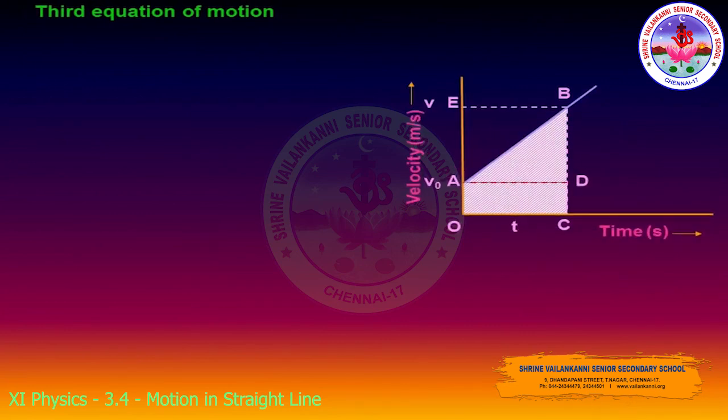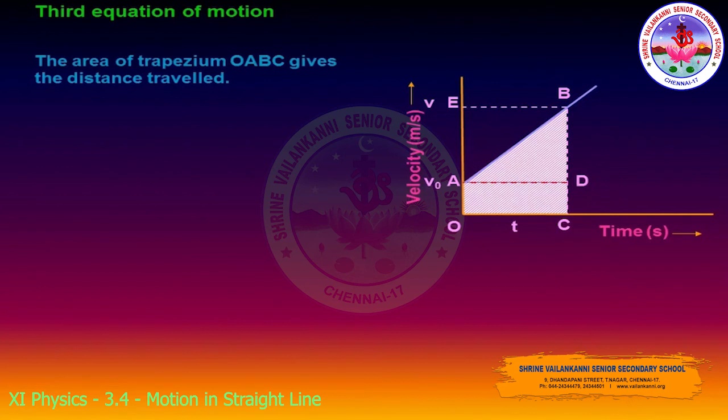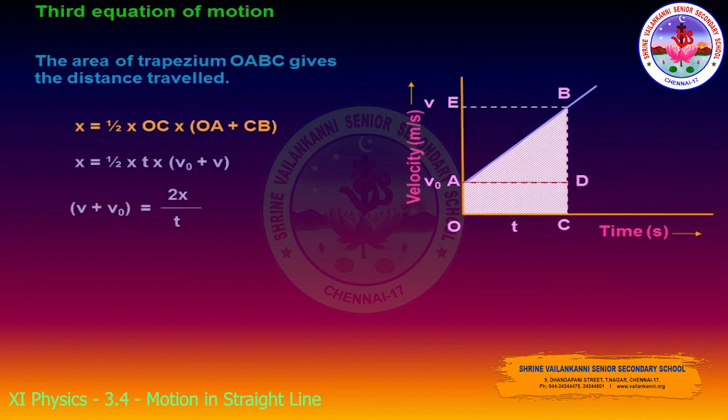What is the third equation of motion with the same example? We have to calculate the distance traveled by the object. The same way, the trapezium: distance covered by the object means we have to take that whole area. So the area of the trapezium we calculate the same way, with the formula we already know, half into OC into OA plus CB. So x is equal to half into T into V naught plus V. So we are rearranging this in a different way, that is V plus V naught is equal to 2x by T, right? This we have taken as the first equation here.